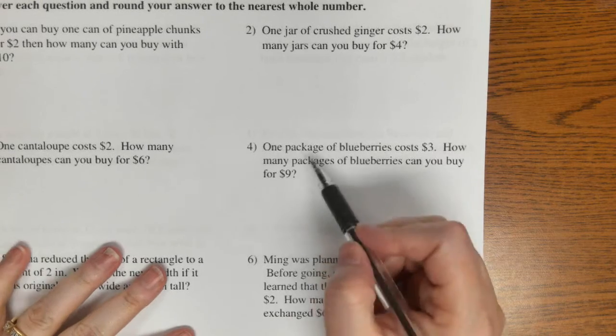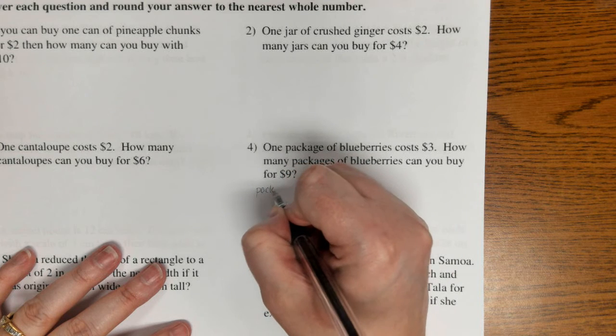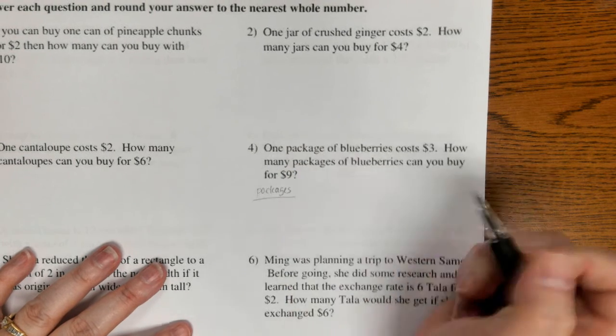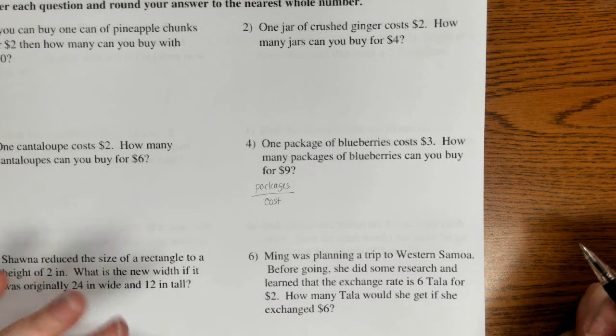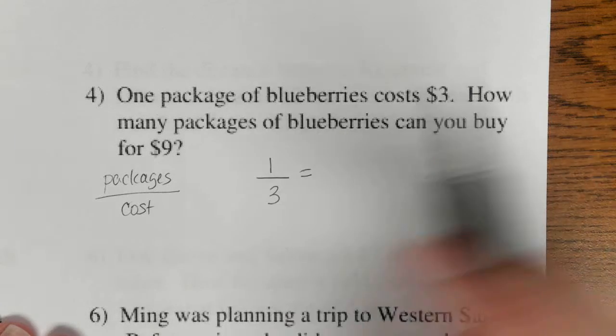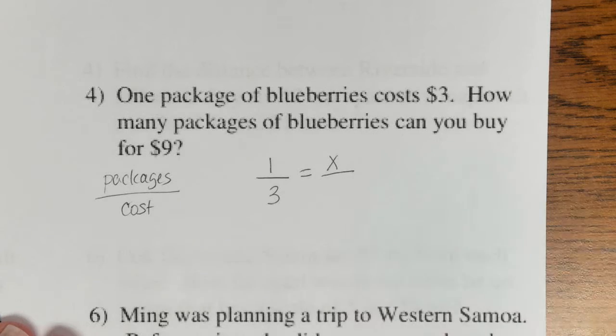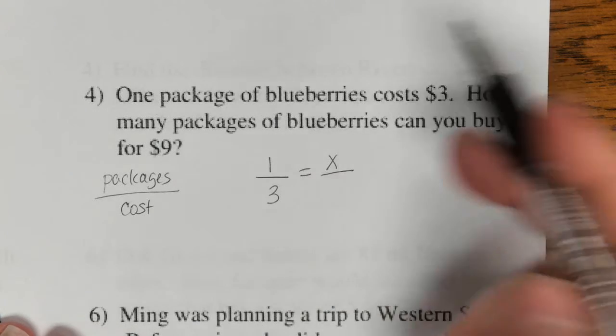Alright. One package of blueberries costs $3. So you could think of it as package over cost. Or, you could have done it the other way. It doesn't really matter which way. Equal. It says how many packages of blueberries. So how many packages, that means that's what you don't know. Packages can you buy for $9?